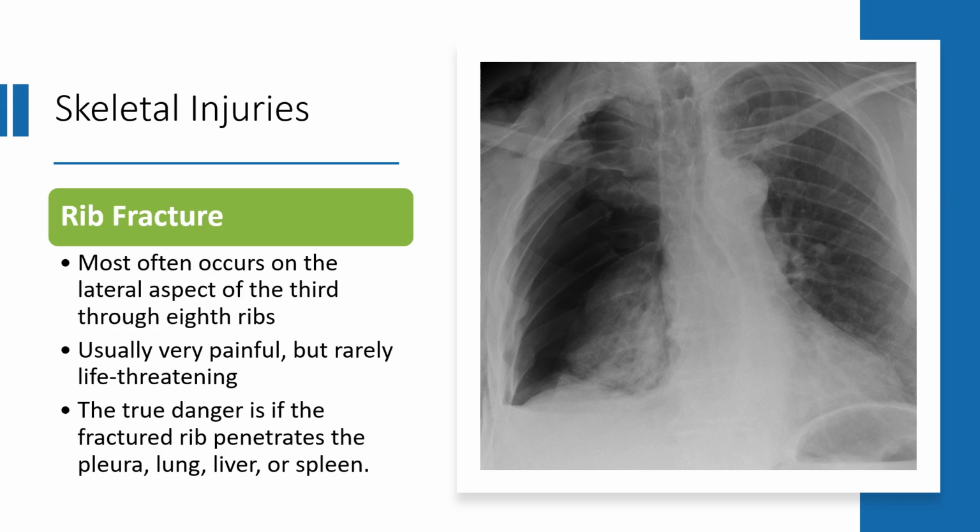Usually, rib fractures in general are not very life-threatening, although painful. The true danger, though, is if there's a fractured rib that penetrates or causes a pneumothorax, hemothorax, or hits any of our vital organs: the pleural cavity, lung, liver, spleen, anything like that.